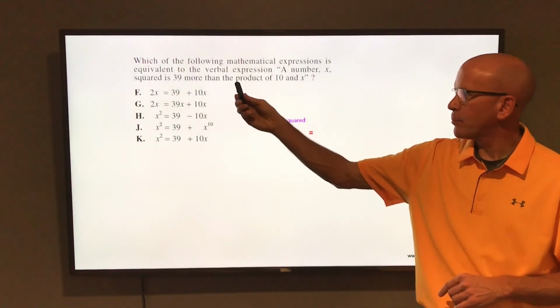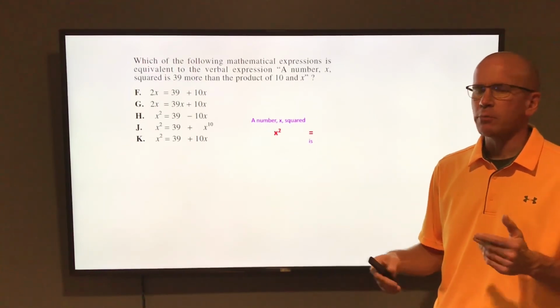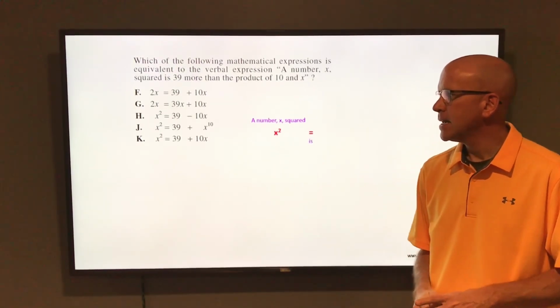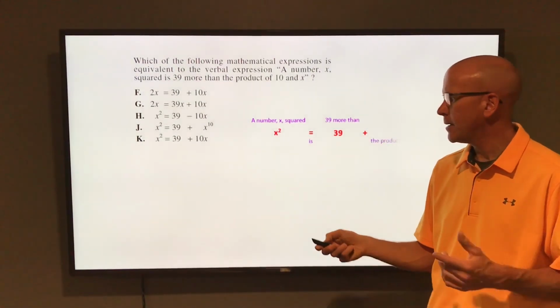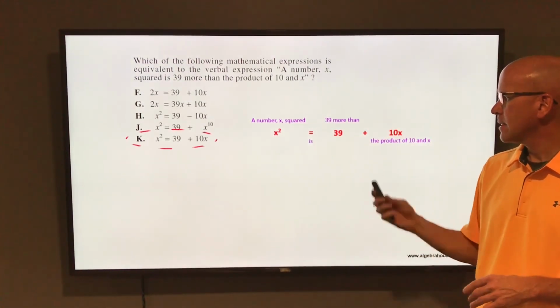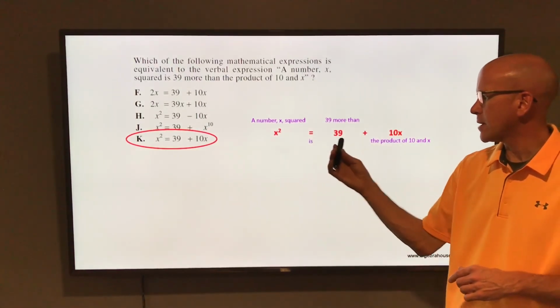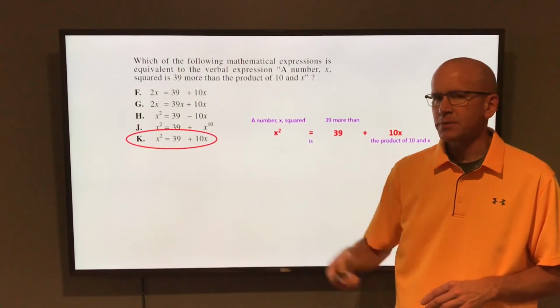39 more than the product of 10 and x. Product means multiply, so take 10 times x and then add 39 onto it. 39 more than, that'd be adding 39 onto the product of 10 and x. That'd be 10 times x, so x squared equals 39 plus 10x, which happens to be letter K.